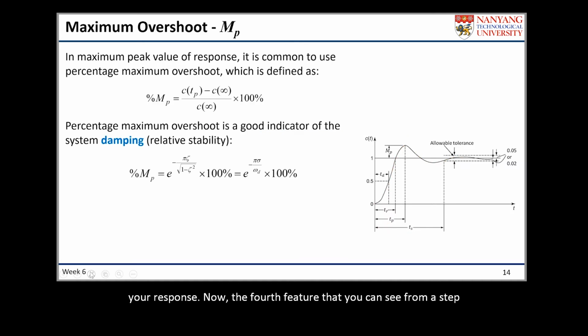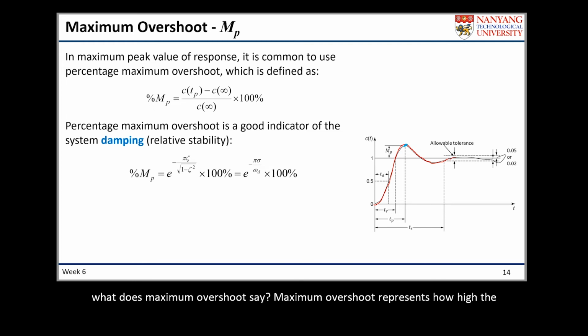Okay, now the fourth feature that you can see from a step response of an underdamped second order system is maximum overshoot. So what is a maximum overshoot? As you can see again in this drawing, this is a typical step response of an underdamped second order system. If you look at this, the response is overshooting, so it goes to a maximum value here.